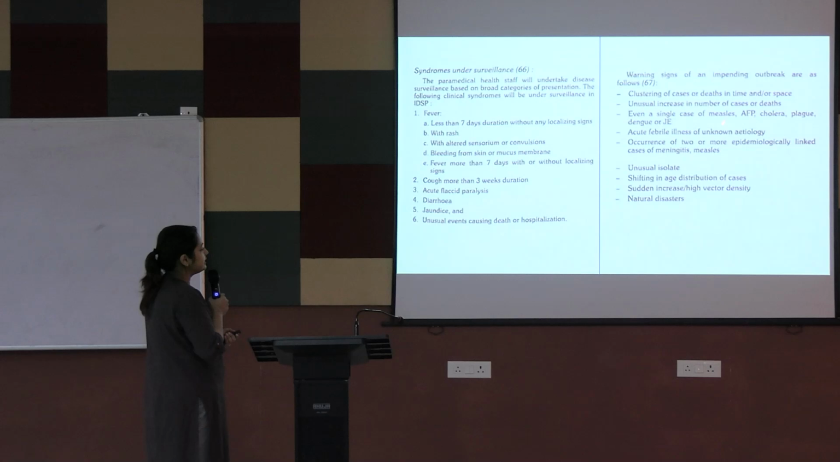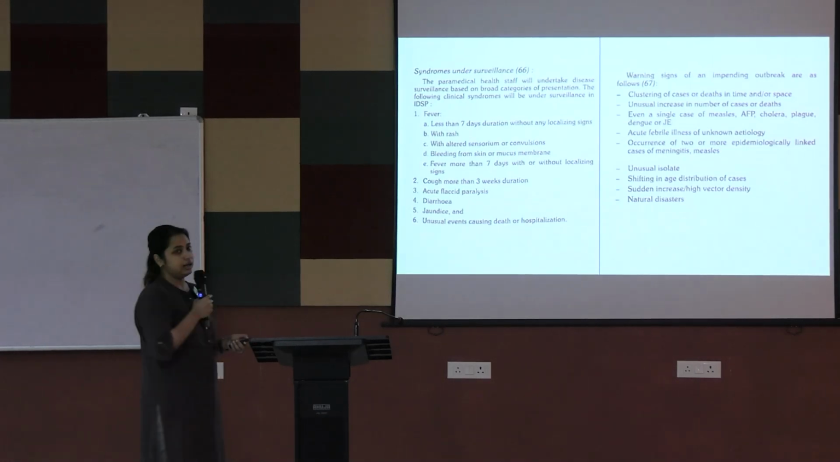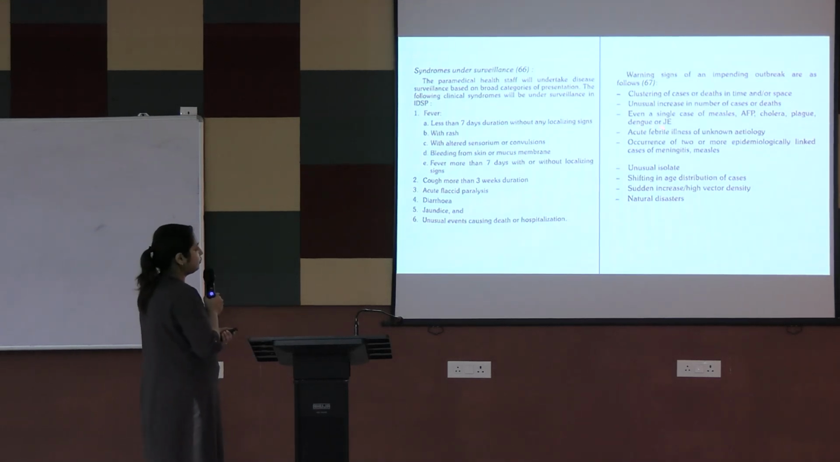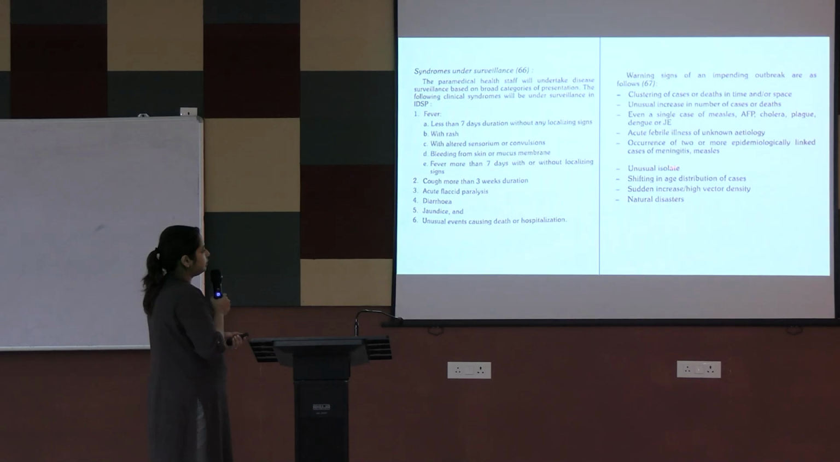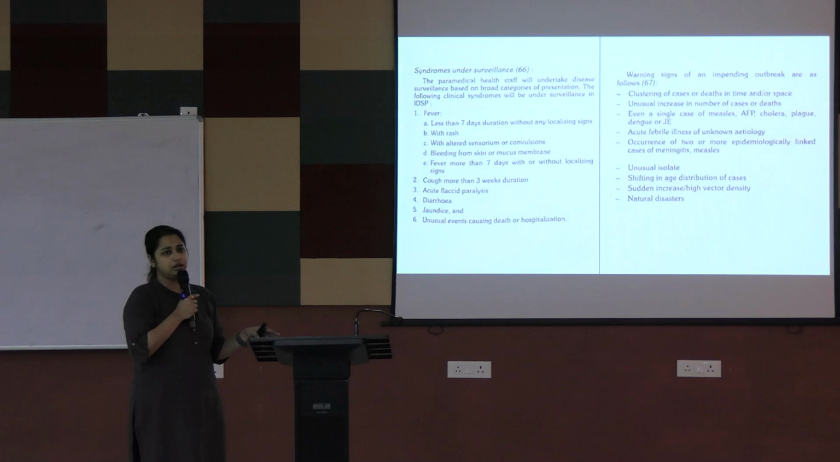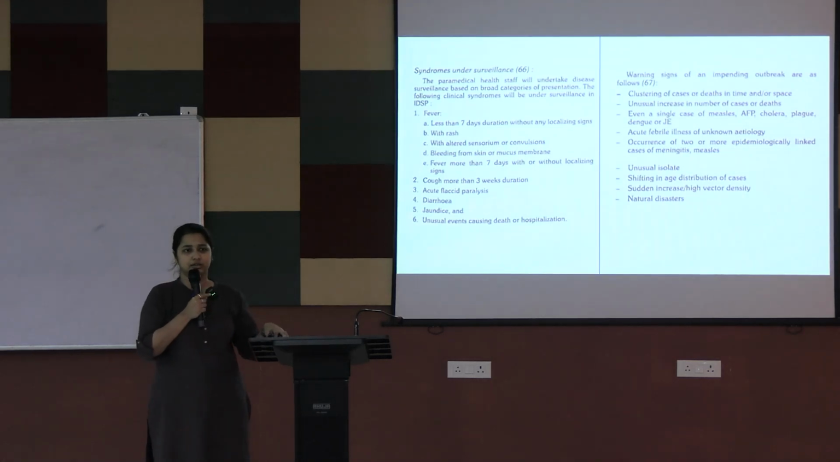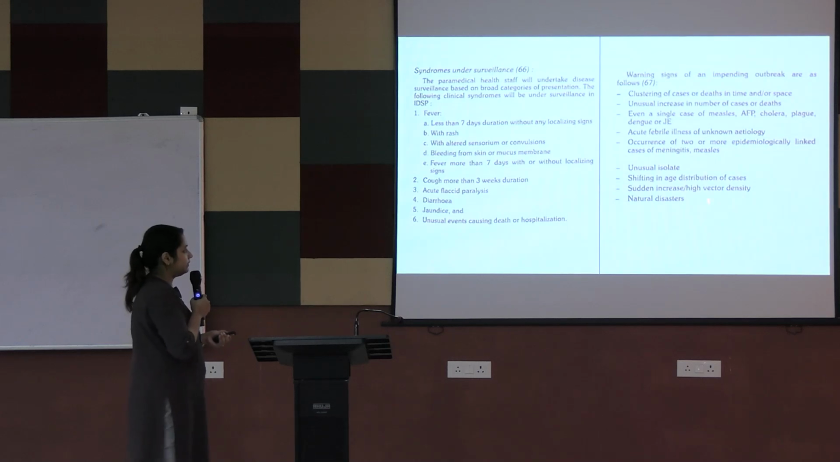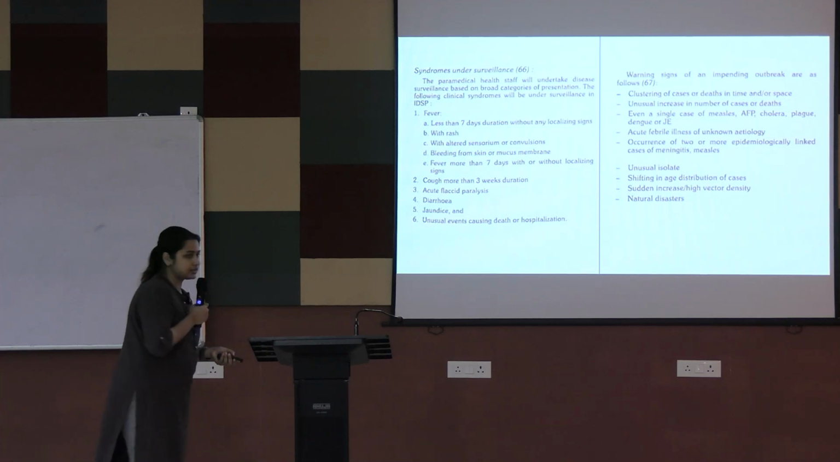Even a single case of measles, AFP, cholera, plague, dengue or JE, if it is reported in any area, the rapid response teams have to come to that area. Then acute febrile illness of unknown etiology. Occurrence of 2 or more epidemiologically linked cases of meningitis or measles. Unusual isolate, or shifting in age distribution of cases, meaning cases that used to happen in children are now happening in adults. If that is found, then also the rapid response team is deployed. Then sudden increase or high vector density in case of vector-borne disease, and in case of natural disaster.